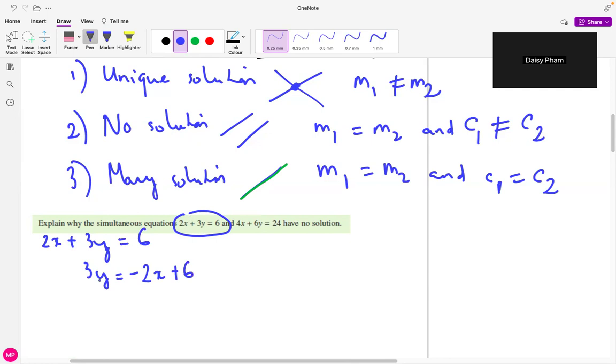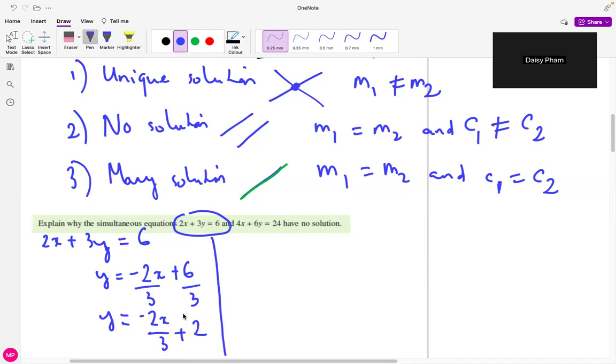Then to get rid of the 3, you're going to divide by 3, divide by 3, divide by 3. So the 3 and the 3 will go away. Okay, so you will end up having y equals negative 2x over 3 plus 6 over 3 is 2.